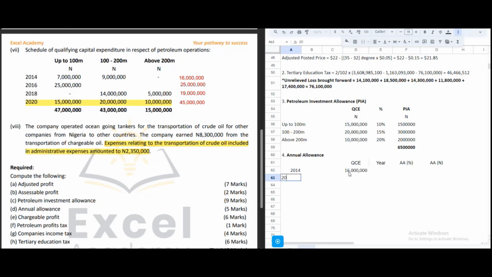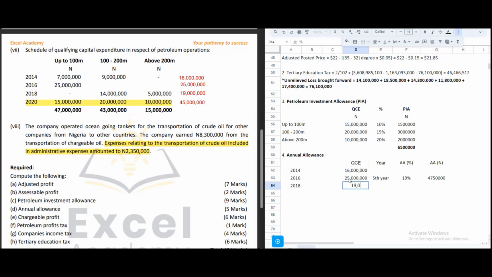The one we acquired in 2016, the current year, so here we have 2016, 17, 18, 19, 20. So 20 will be the last year, the 5th year. So this is 25 million, and this is the 5th year. The annual allowance for the 5th year is 19%, and 19% of 25 million is 4,750,000.